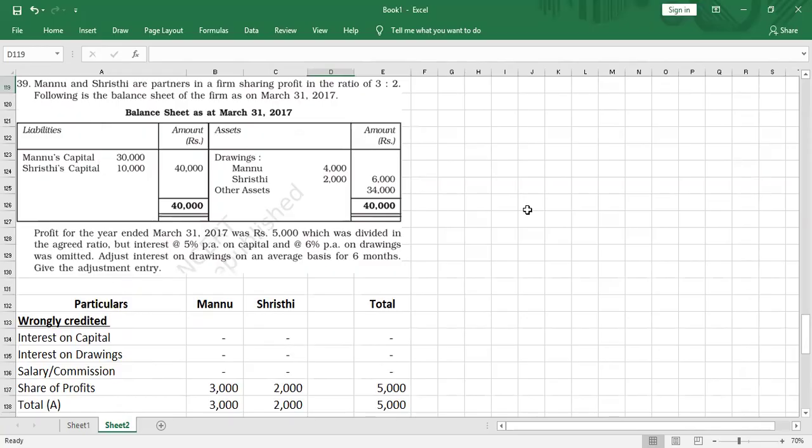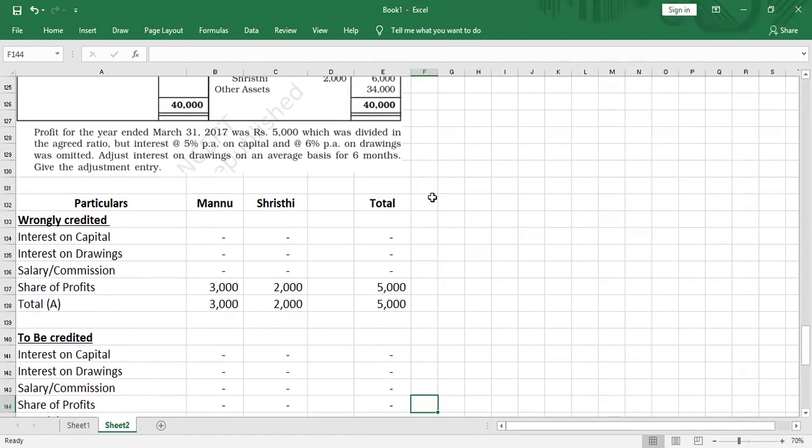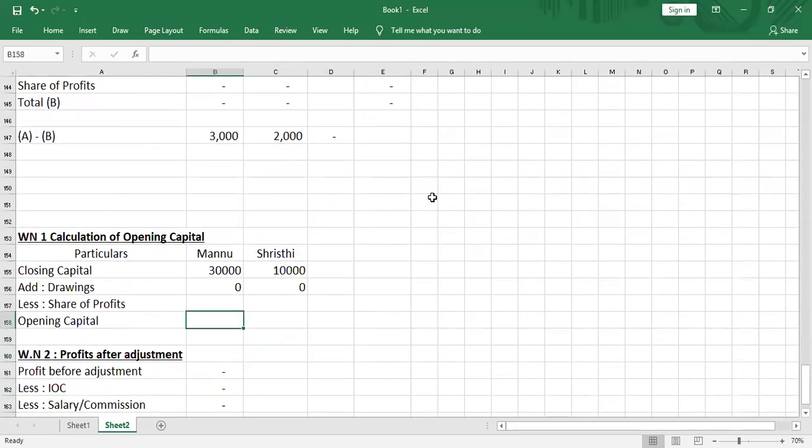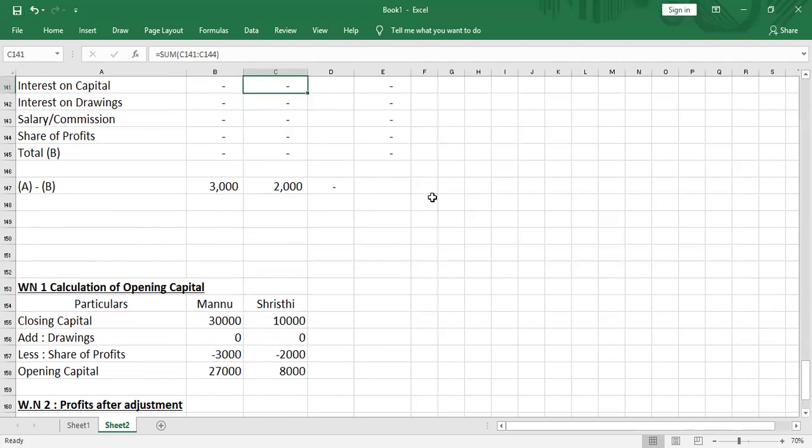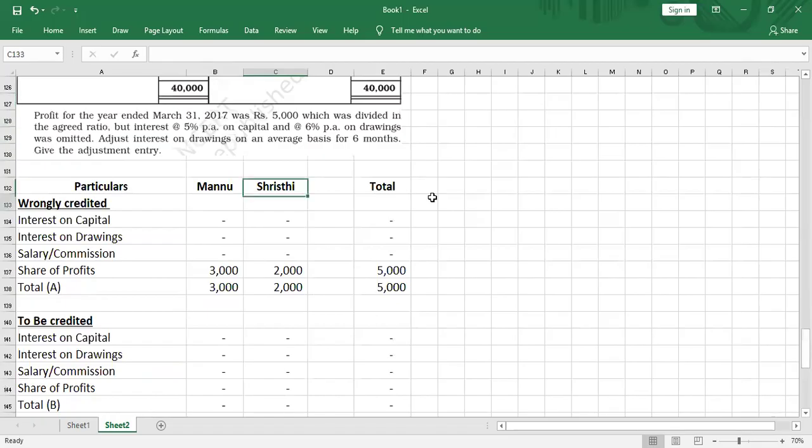It has not been deducted from capital. So in order to find the opening capital, I will not add it back. So if drawings account is open in the balance sheet, we will not add it back while calculating the opening capital. And share of profits here is, my dear children, 3,000 and 1,000, right? So that will leave us with 27,000 and 8,000. Interest on capital is to be provided at the rate of 5% per annum as per the question here. This will be 27,000 into 5% and 8,000 into 5%.